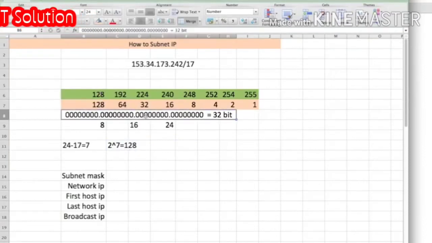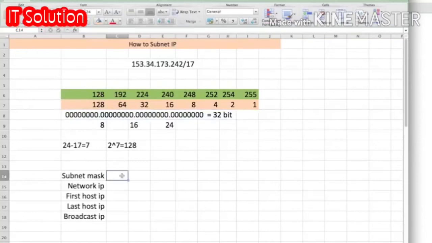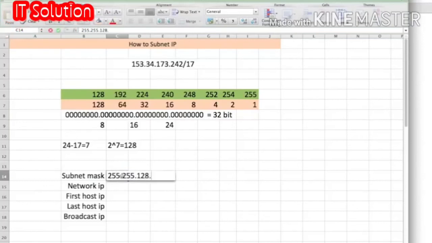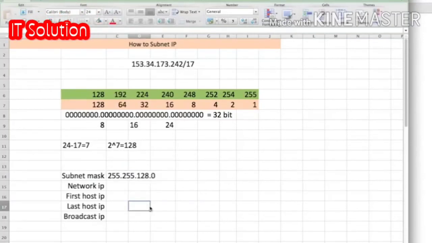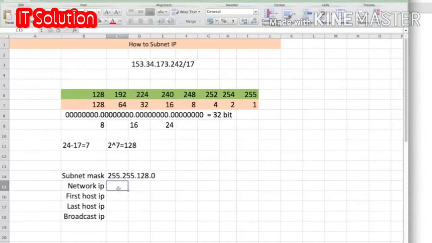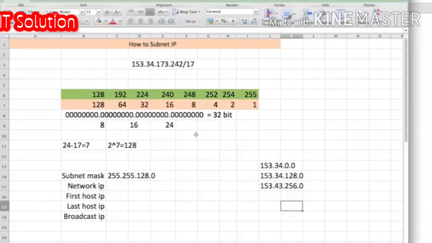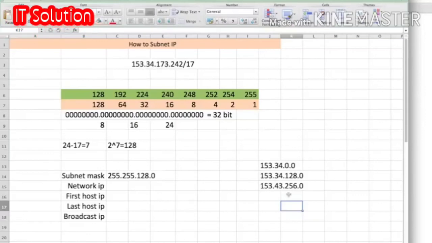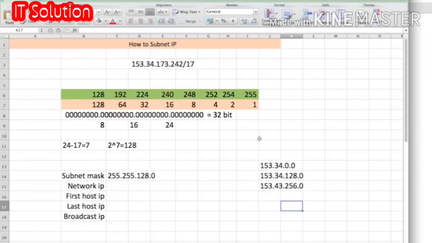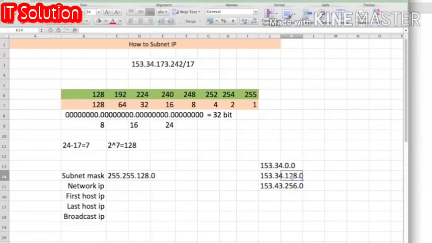Now remember, we said this was in the third octet, right? So the subnet mask is 255.255.128.0. That's the subnet mask. Okay, so now we need to find out the network ID. So the network ID would be, if you look at our IP, it's 153.34.173.242. Well, we know that 173 is in between 128 and 256, right? So the network ID would be 128.